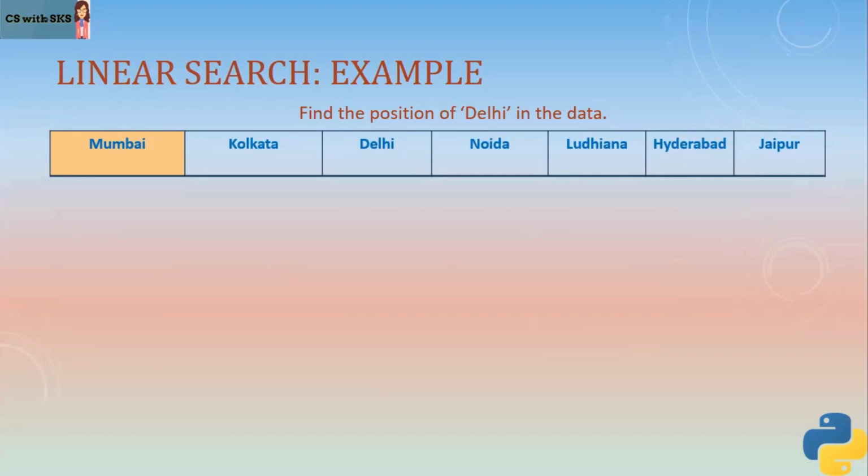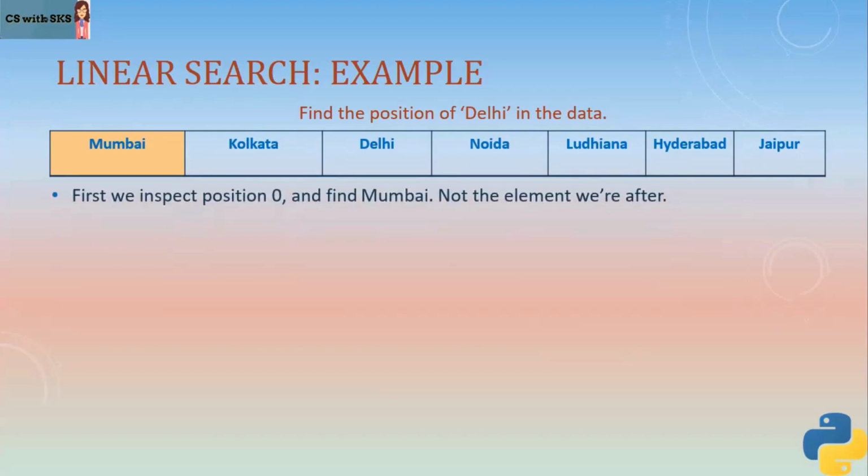And how do we perform it? Let's see. So a list of items is given and we need to see whether Delhi is there in this data set or not. First of all, we inspect position 0, right? This one where Mumbai is written. So we compare Mumbai with Delhi. If they both are the same, equal, that means the data is there. However, this is not what we are looking for. Mumbai is different from Delhi, right?